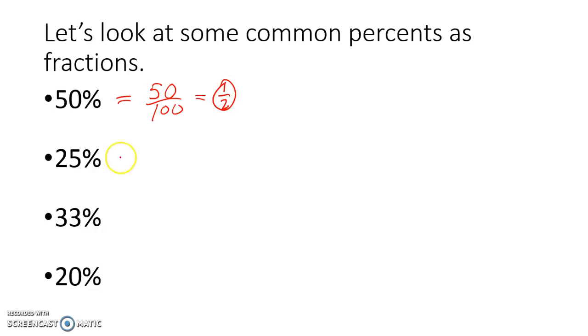Now let's look at 25%. 25% is 25 over 100. And when I simplify that, I will get 1/4.